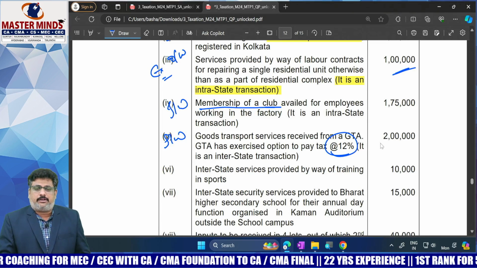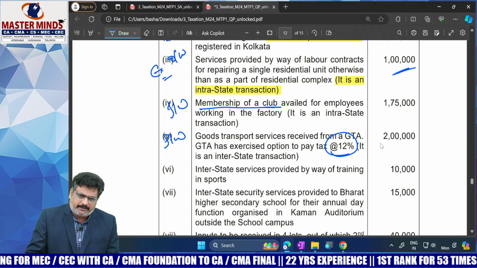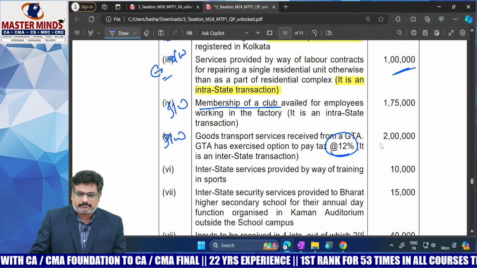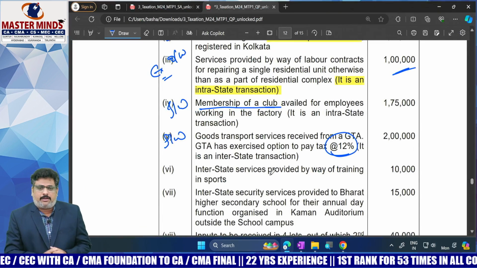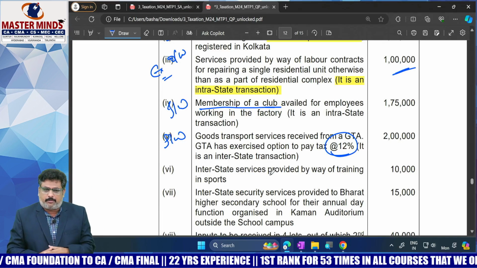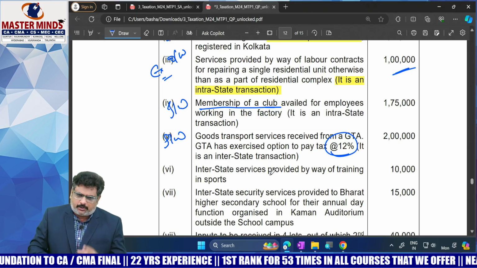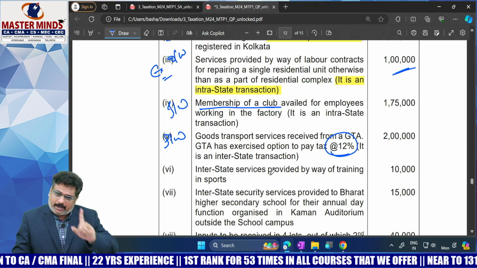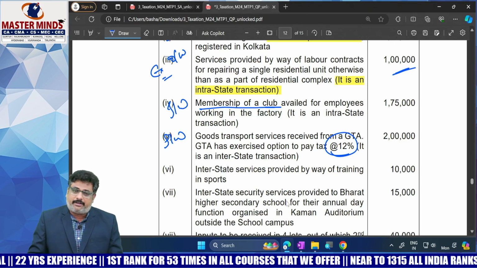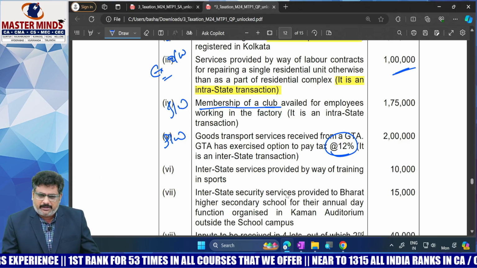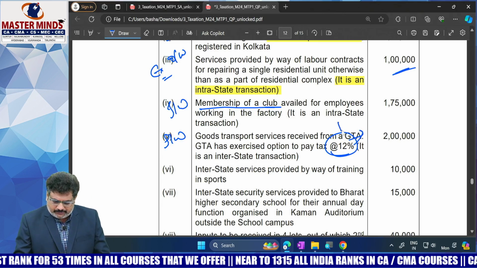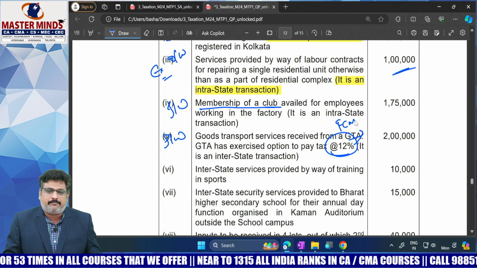This model question is already there in our material. I think it is there in comprehensive problems or something like that. So, 100% this model is covered from our material. You can check it in our materials, whether it is there in ITC or in comprehensive problems. Okay, this is inward supply. But the rate of GST is 12%. That means the recipient is liable to pay tax under FCM.